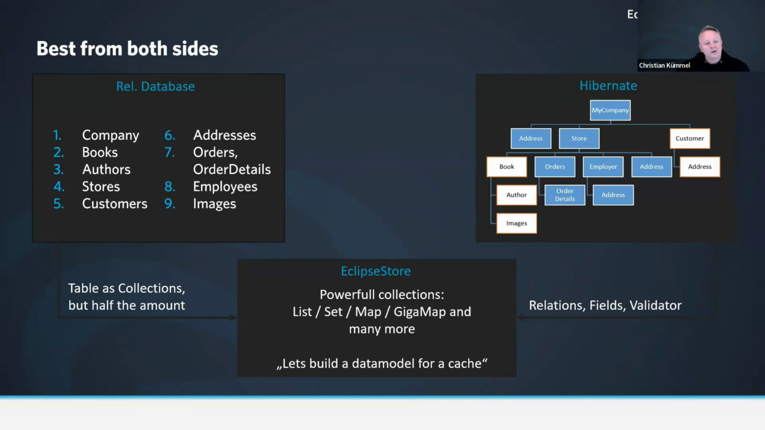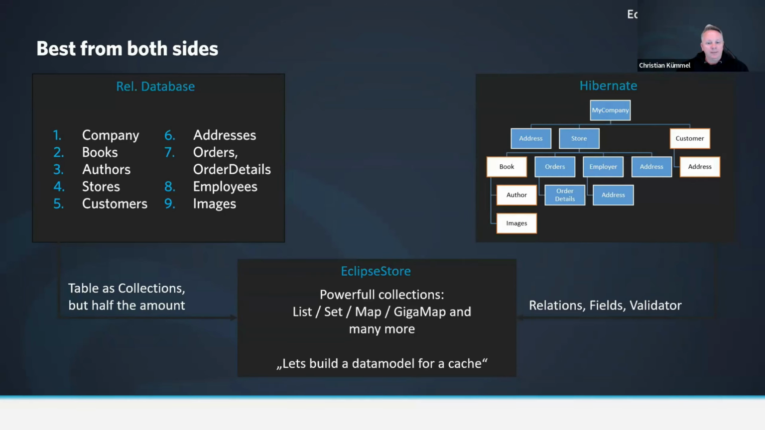Let me just explain this. We do not have the amount of tables that we really need, because things are part of a parent object, for example, and therefore we do not need tables anymore for them, because it's an embedded element of a parent item. And on the other side, we are getting relations and fields and validation from Hibernate within our object graph.